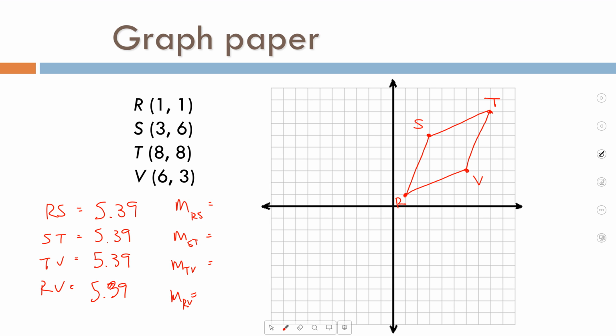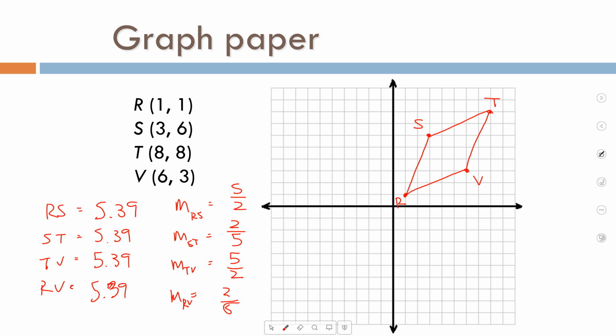Okay. Lena? What's the slope of RS? 5/2. What's the slope of ST? 2/5. What's the slope of TV? 5/2. And what's the slope of RV? 2/5.